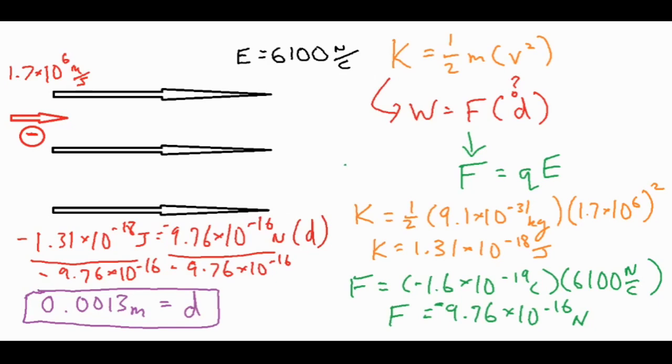Now, for our final calculation, if you notice, I took this number, but I placed a negative in front of it because the amount of energy that was transferred was negative, because you're taking out 1.31 times 10 to the negative 18th joules. It is a negative delta K, change in kinetic energy, for the work. So we have negative 1.31 times 10 to the negative 18th joules. And then we divide both sides by the negative 9.76 times 10 to the negative 16th newtons. And then we get our final distance of 0.0013.